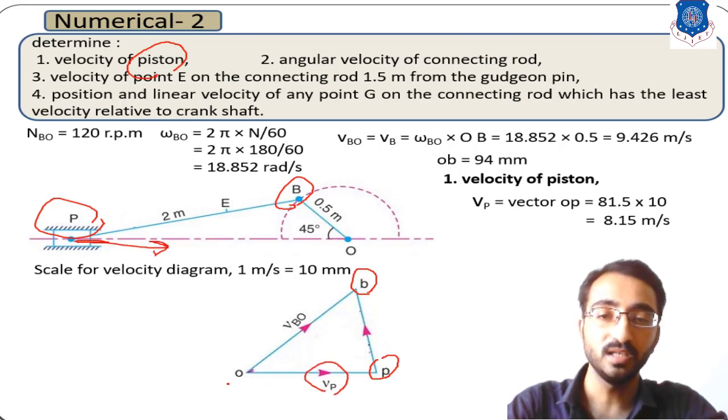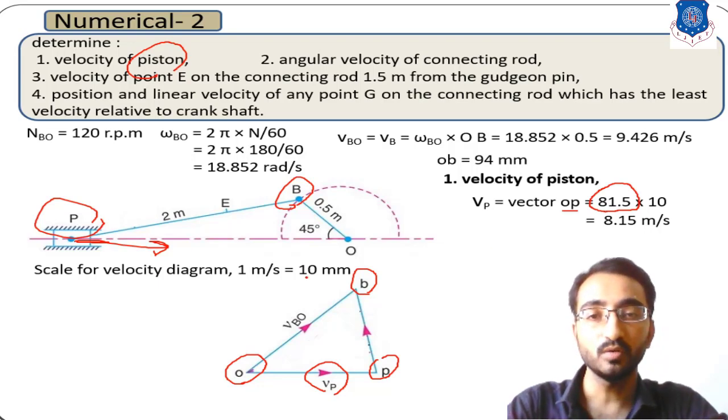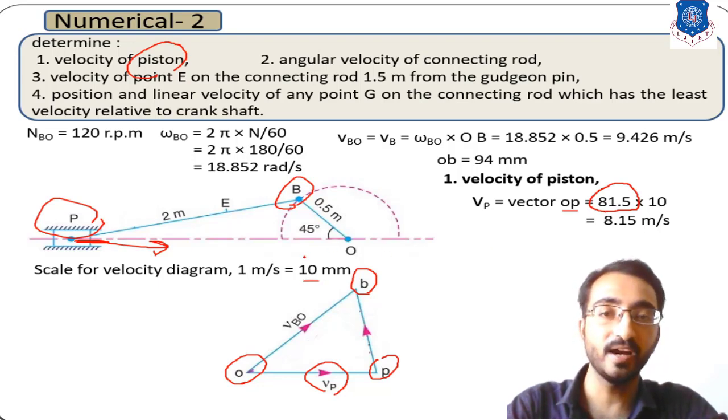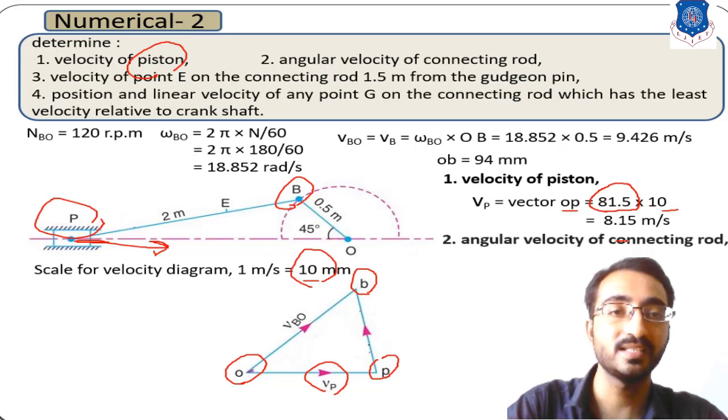this Vp, or we can say the vector OP. Now the length of vector OP is 81.5 mm. So now this dimension 81.5 will be multiplied with the scale. So multiply by 10, that will give you 8.15 meter per second. That is the final velocity.